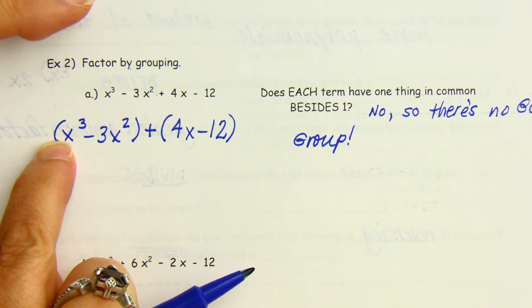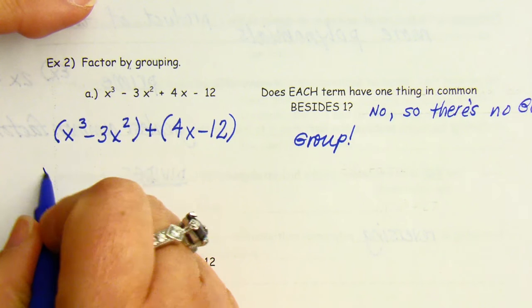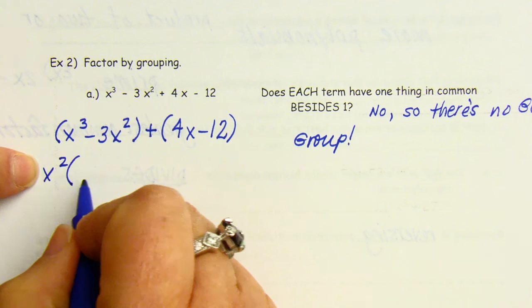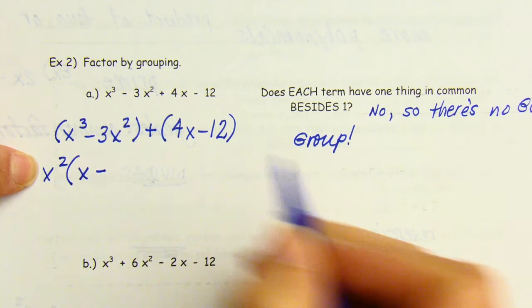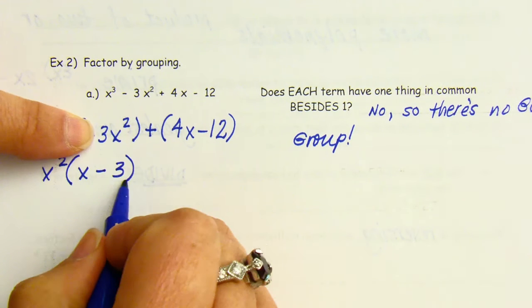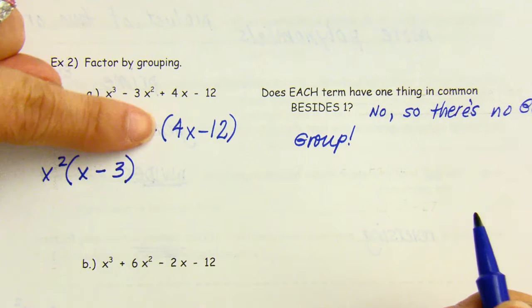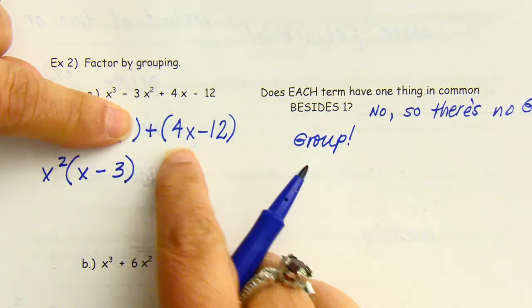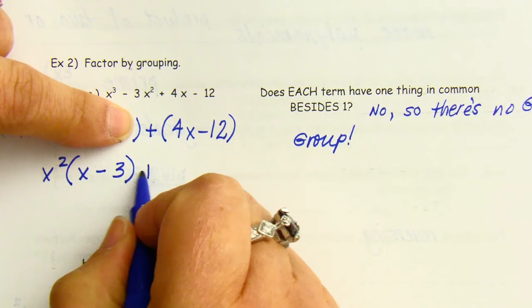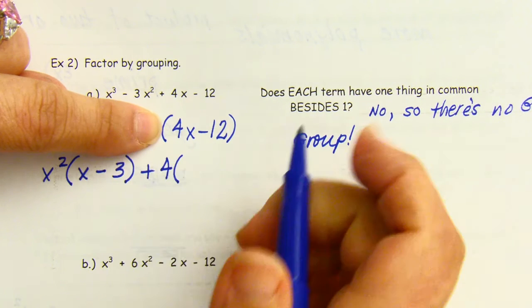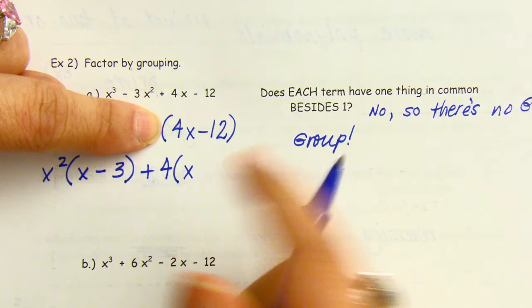Okay, so what's the GCF here? x squared. I'm going to factor it out. Factor means divide. x to the third divided by x squared is x. The sign is subtract. 3x squared divided by x squared is 3. Over here, I'm going to take out a 4. That's the only thing these two terms have in common. It's positive, so I'm going to do plus 4 times the quantity. Well, 4x divided by 4 is x, and negative 12 divided by 4 is negative 3.